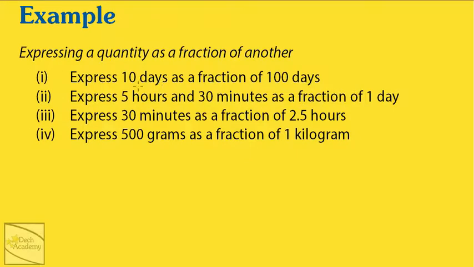So the examples here involve the expression of a quantity as a fraction of another quantity. And as a general rule, the 2 points I would like you to remember. You want to express A as a fraction of B, your answer is going to be a fraction, and your denominator is always going to be the number that follows "of". So in this case, our denominator is going to be B. So A as a fraction of B is going to be A divided by B.